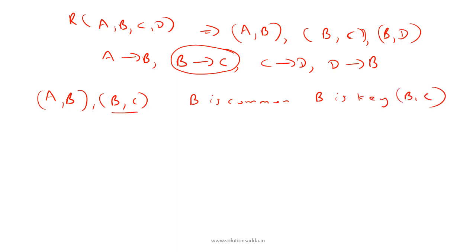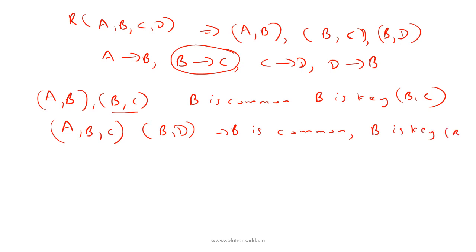So performing natural join, we will get A comma B comma C. All the dependencies are preserved, or all the dependencies can be captured. Now A, B, C with the next one, which is B comma D. Here also B is the common attribute, and B is a key for B determines D. So performing natural join, we'll get A, B, C, D itself. So this is lossless join. This is the first part.